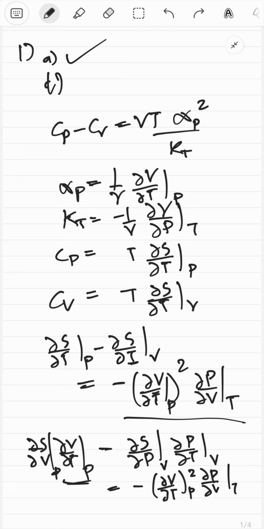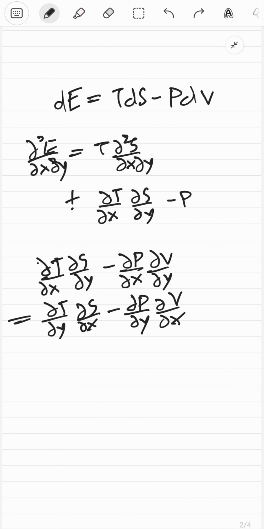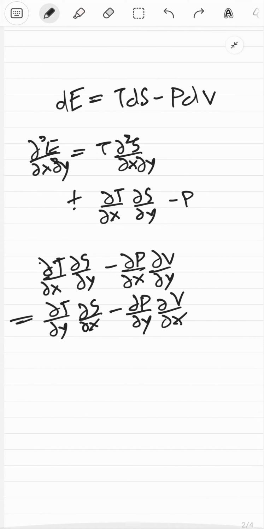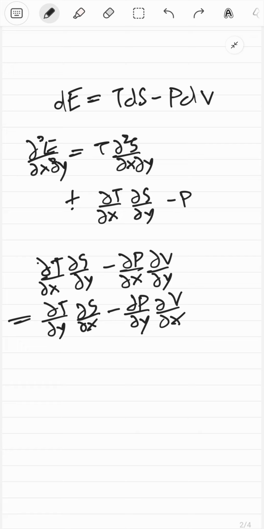So how do you find partial s upon partial v at constant pressure? Well, put pressure and volume as the terms, right? So what do you get? Putting pressure and volume as the terms, you would just have some stuff cancelled. Yeah, this is actually gonna work. So just put x equal to pressure and y equal to the volume.